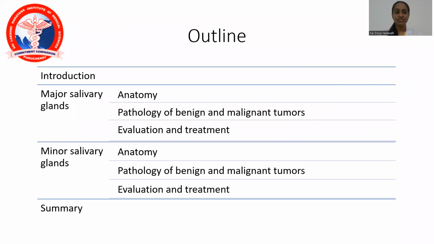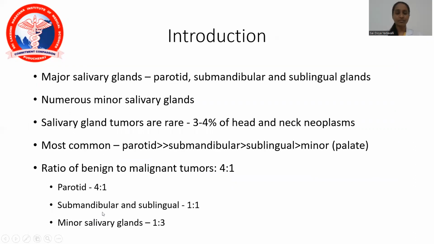In this lecture, we'll be dealing with the following topics. We will discuss major and minor salivary glands in terms of their anatomy, pathology of benign as well as malignant tumors, their evaluation and treatment. And finally, we will have a small summary.